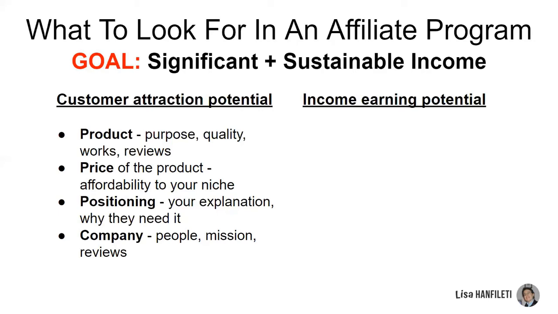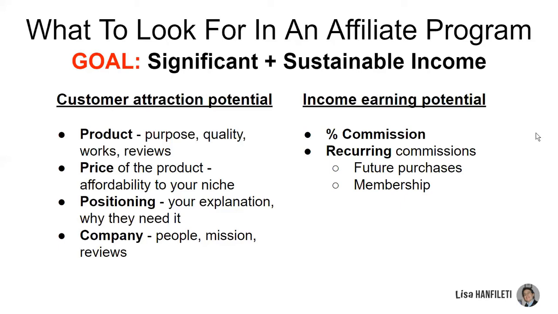Now, the other pieces that you want to look at are income earning potential. And this is where a lot of people do not do their due diligence. These are the things that you want to look at. What's the percent commission on the product? Are there recurring commissions? This is my favorite part. So let me describe to you recurring commissions. They can be on future purchases or through memberships.